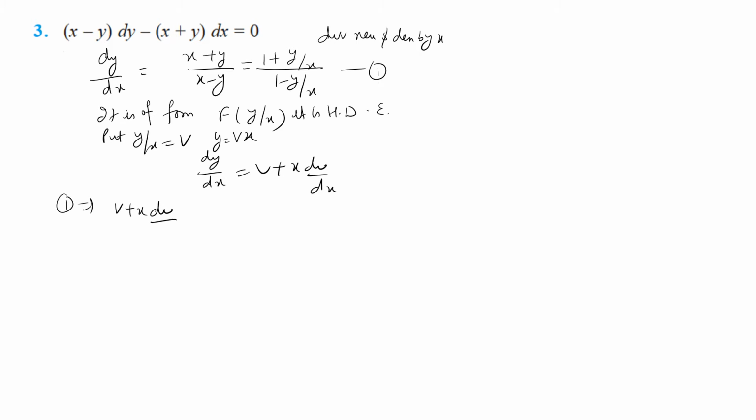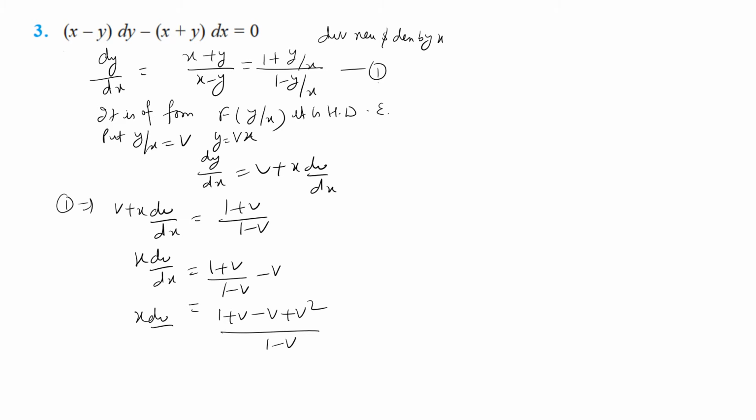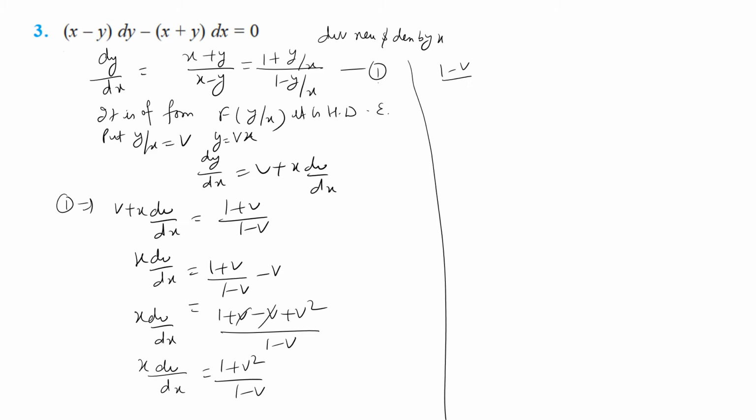v plus x dv by dx is equal to (1 plus v) upon (1 minus v). So x dv by dx is equal to (1 plus v) upon (1 minus v) minus v, which is (1 plus v minus v plus v square) upon (1 minus v). So x dv by dx is equal to (1 plus v square) upon (1 minus v). So this implies (1 minus v) upon (1 plus v square) dv is equal to dx upon x. Right? Now to integrate it, let us separate.